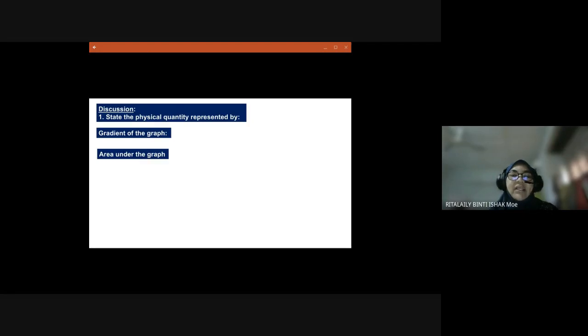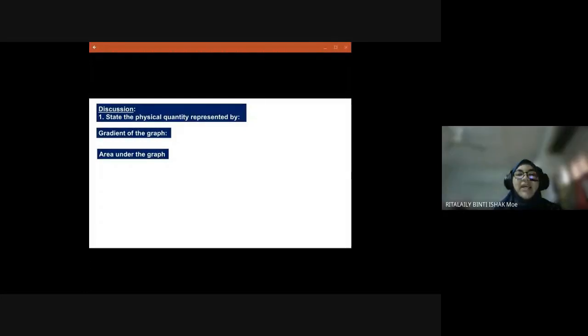Tadi saya baru cakap tadi. Lian, what is represented by the gradient of the graph? The physical quantity is known as, Lian? Teacher, is it the spring constant? Okay, so gradient of the graph is known as spring constant. Mana pergi? Spring constant. Or the symbol is K. Okay, betul Kinesha. The symbol for the spring constant is K.